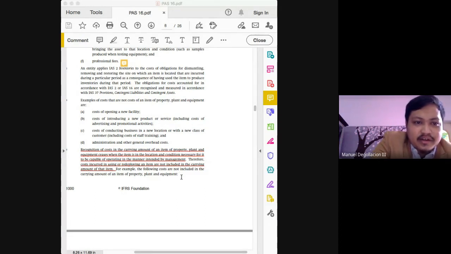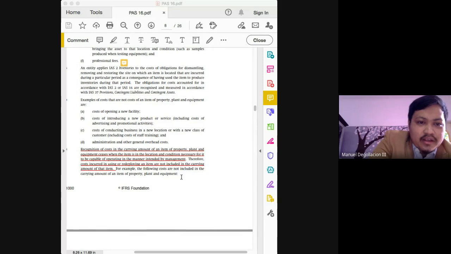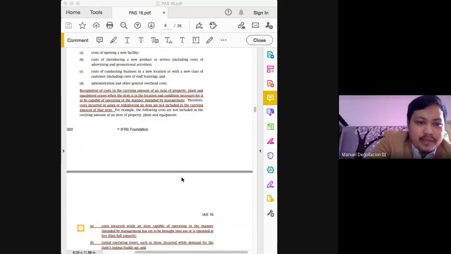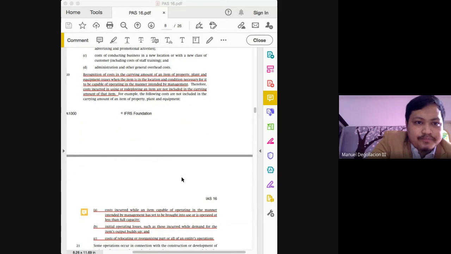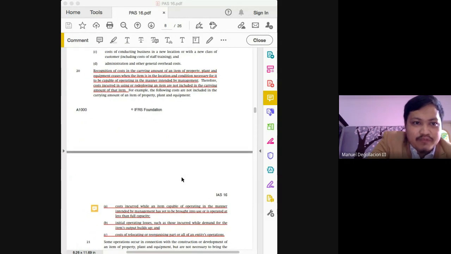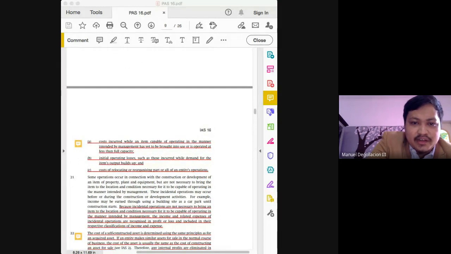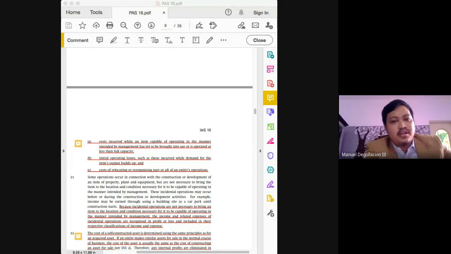Okay, costs incurred in using or redeploying an item are not included in the carrying amount of the property, plant, and equipment. Okay, so paragraph 20 gives us additional examples, class, of costs that are not to be part of the cost of the asset. Okay, initial operating losses. I hope this is familiar. Again, cost of relocating or reorganizing part of the entity's operations. These are not necessary and unavoidable costs, class.